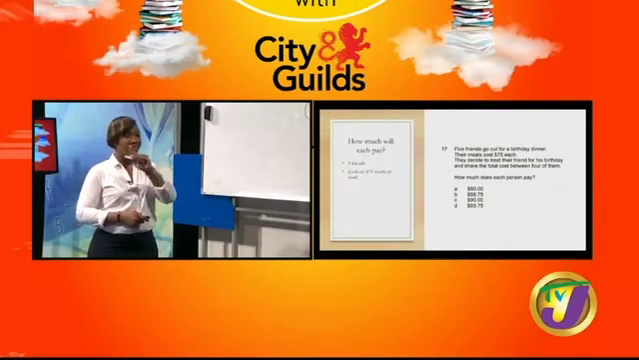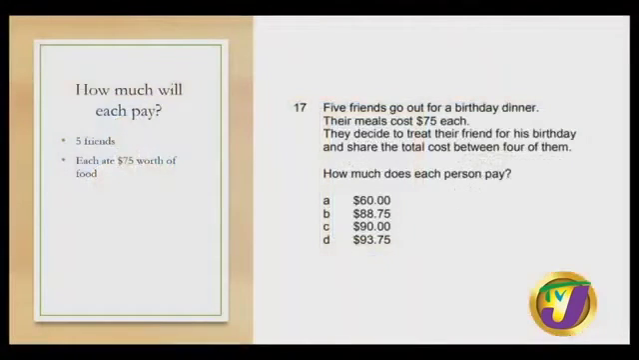So, as we said, 5 friends, each ate $75 worth of food, right? Now, how do we calculate the cost for the total food? Yes, we'll multiply 75 by 5, giving us a total of $375. So the total bill is $375.